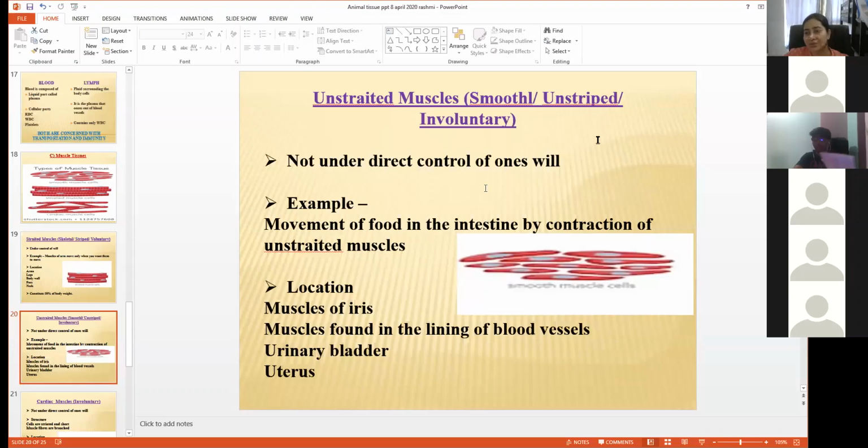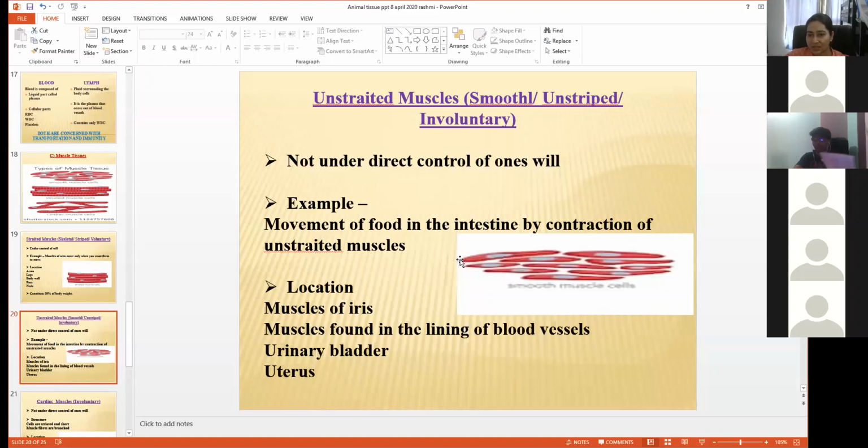Because of these unstriated muscles, the muscles of the urinary bladder and the muscles of the uterus. Okay, so this is the location. Now, students, can you see this? How does it look like? Children, I will unmute you, then you can ask me your queries, okay?